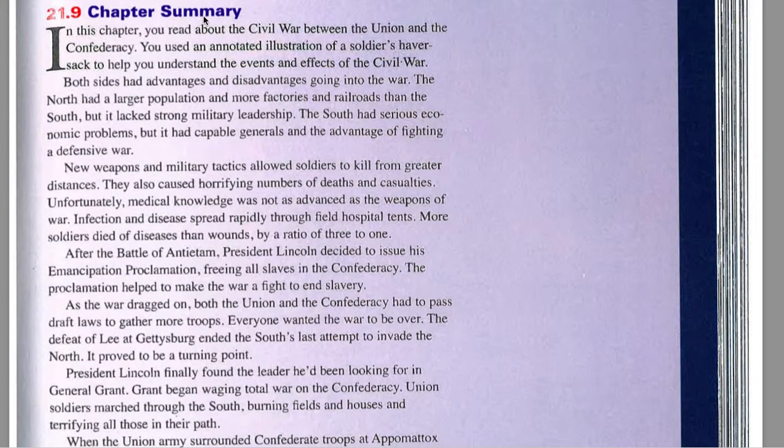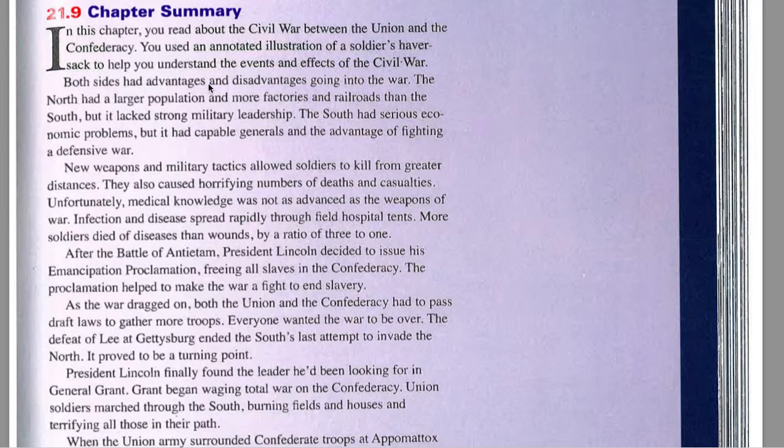All right, chapter summary, the Civil War. In this chapter, you read about the Civil War between the Union, that's the North, and the Confederacy, that is the South. You used an annotated illustration of the soldier's haversack to help you understand the events and effects of the Civil War. You did not do this.